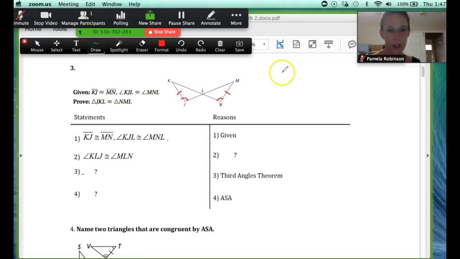Now we have some ways to show that triangles are congruent. Let's just write them down. One way is angle side angle. There's side angle side. There's angle angle side, or you can call that side angle angle. There is not side side angle.